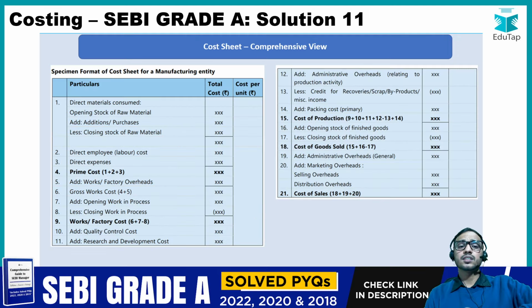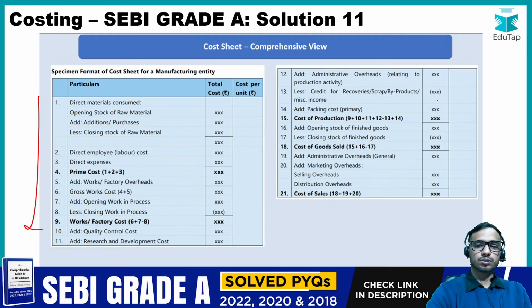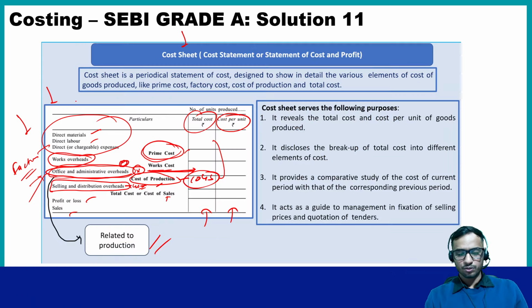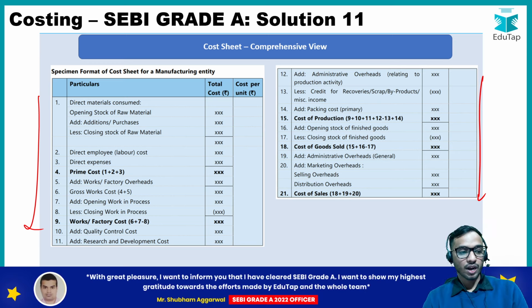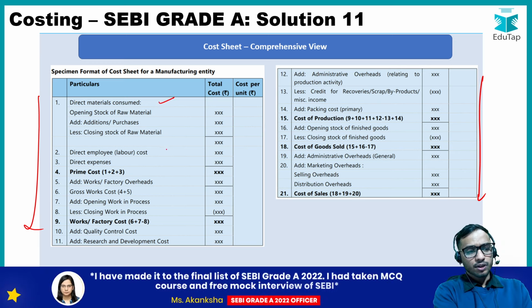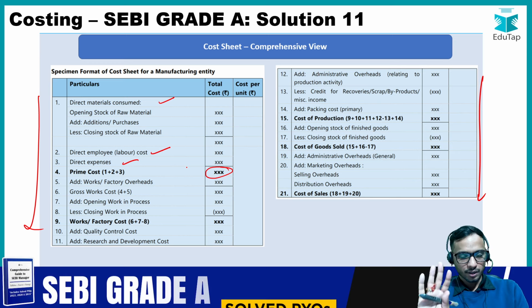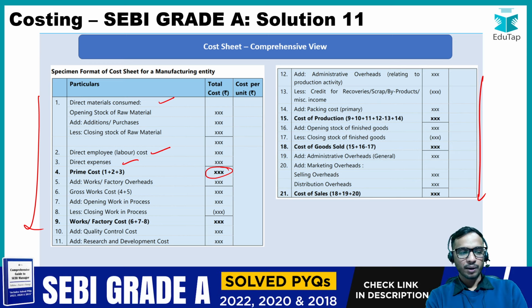Now this is the basically comprehensive view. That was the condensed view. This was the condensed view. Now this is the comprehensive view. See what I have taught you here. It is written here. You know that direct material consumed, direct employee cost, and direct expense form prime cost. Till this, you know that prime cost is, we have got the prime cost here.